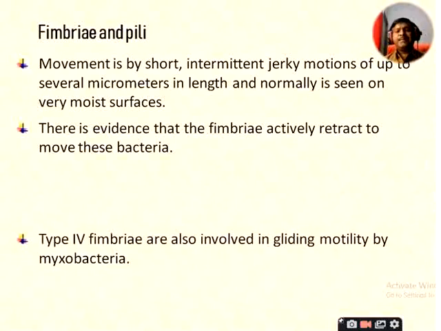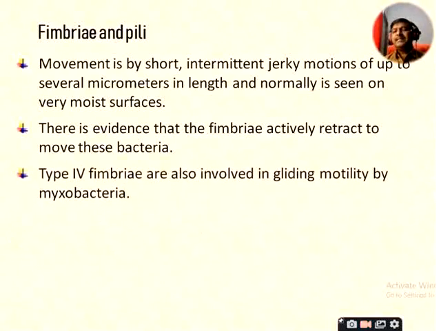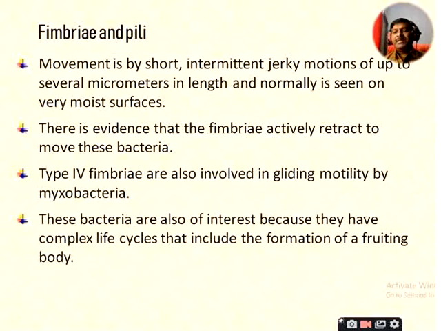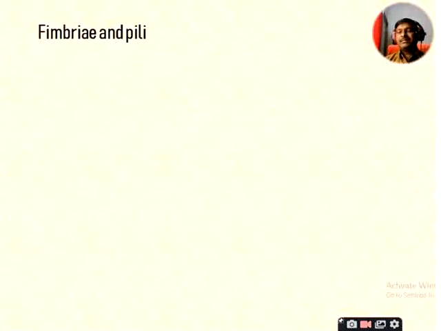Type 4 Fimbriae are also involved in gliding motility by myxobacteria. That means with this they also help the organism show gliding motility. These bacteria are also of interest because they have a complex life cycle that includes the formation of fruiting bodies.